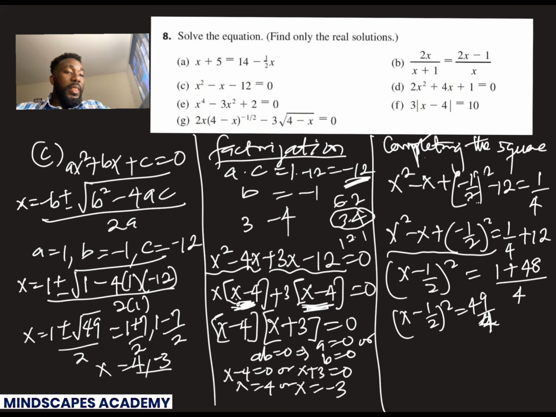So what next? Now you need x. So that is x minus 1 over 2, and you find the square root. Whenever you find a square root, you have plus or minus the square root of 49 divided by 4, so that is plus or minus 7 divided by 2. So x will be, you add 1 over 2 to both sides, so that is 1 over 2 plus or minus 7 over 2. Now we are back to just like the first problem. So this gives 4 and negative 3.